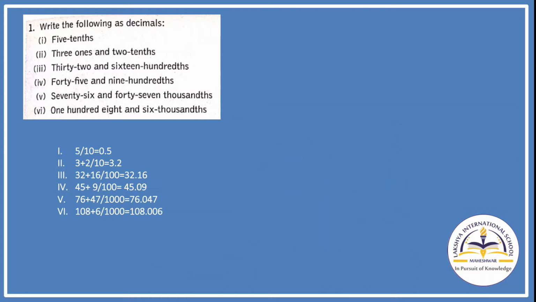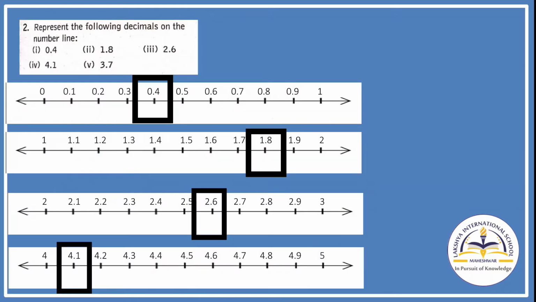Now question number 2, 32 plus 16 by 100, which means 16 divided by 100. Now 32 plus 16/100 means you will get 0.16. Now when you add them, you will get 32.16. This will be the answer. Now in the same manner you have to solve these questions.